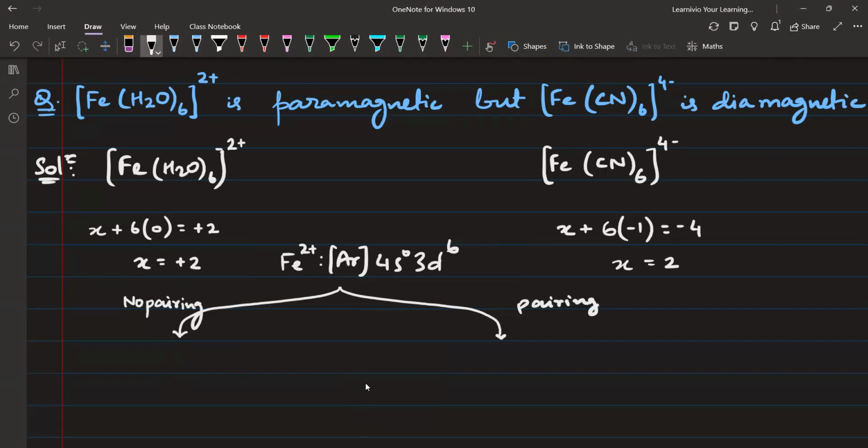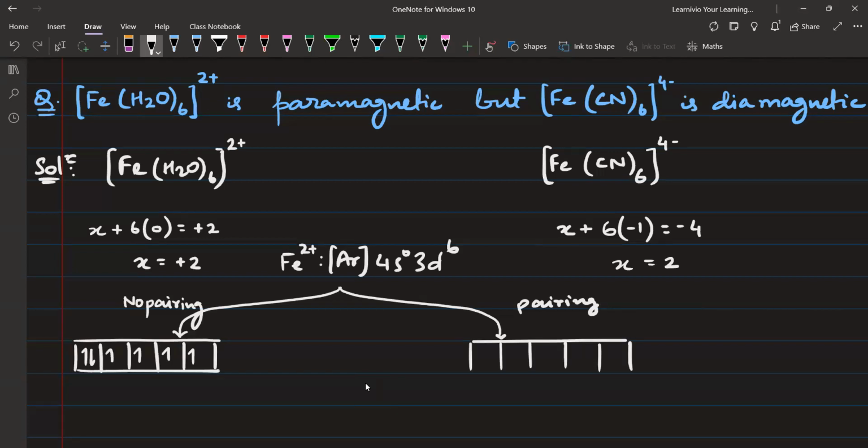Fine. Now, when there is no pairing happening, we have the 5 d orbitals and we have 6 electrons: 1, 2, 3, 4, 5, and 6. Now, in the case of pairing, this type of pairing is going to occur. Obviously, this is 3d. In 3d there is no space.